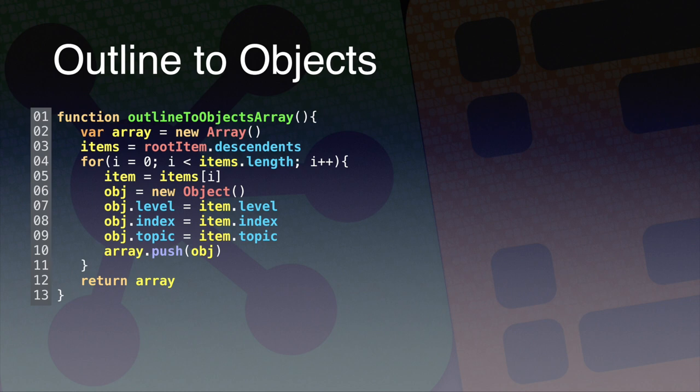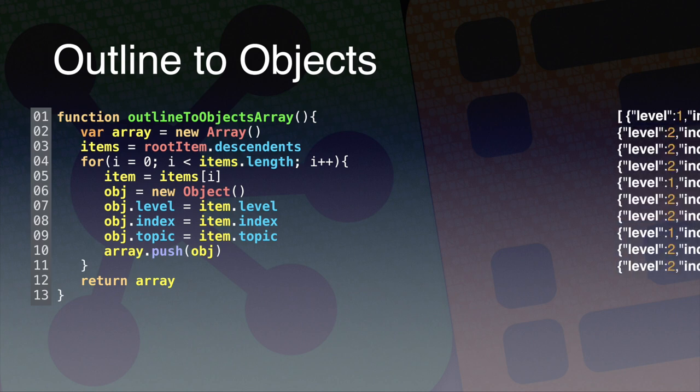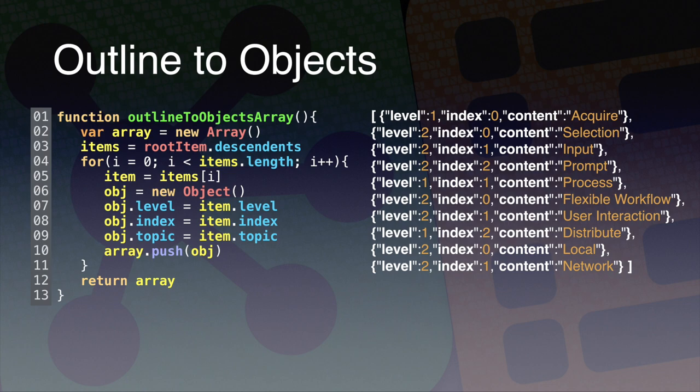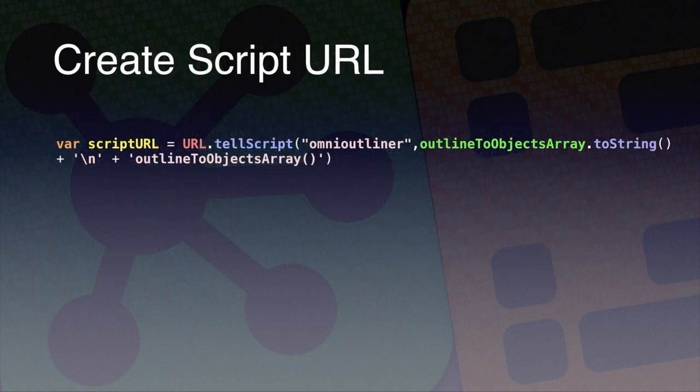So to get the data out of Omni Outliner, this is the function. It's basically iterating each one of the items in the outline. I'm extracting two or three properties and putting them into an object. I'm creating JSON, and it looks like this when it's done being created.